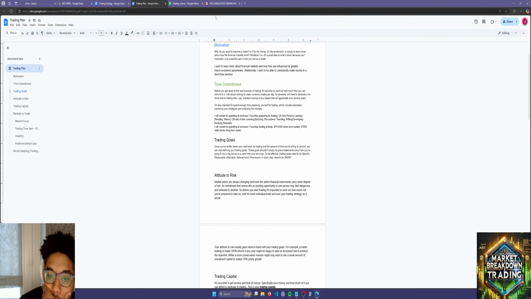Trading goals. Once you've written down your motivation for trading and the amount of time you're willing to commit, you can start defining your trading goals. These goals shouldn't simply be grand statements about how you're going to buy. All right, goal number 1. Let's have something basic. Goal: 1K per month.